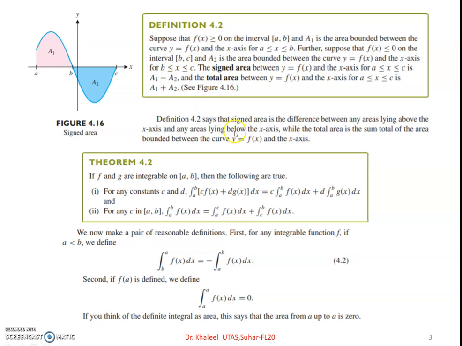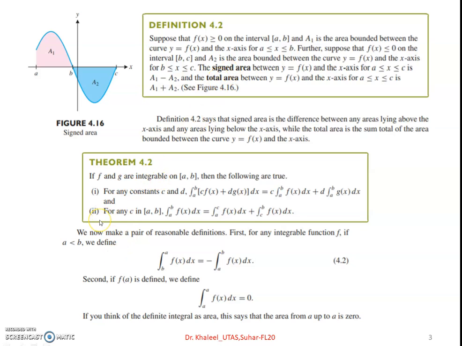So what this definition says is that the signed area is the difference between the areas lying above the x-axis and the areas lying below the x-axis. While the total area is the sum of the areas bounded between the curve and the x-axis. This is the difference between the signed area and the total area.